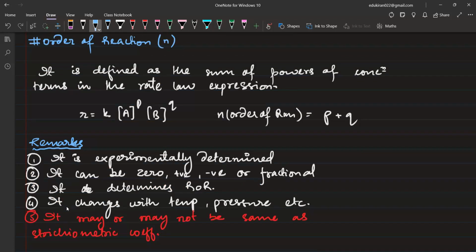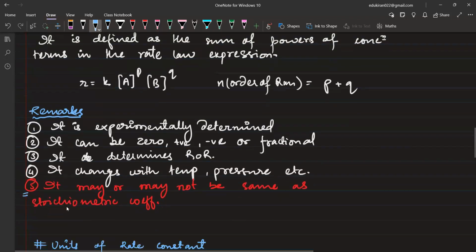Next is, it can be 0, positive or negative, or even fractional. It determines the rate of reaction. If the order is high, then the reaction is generally faster. It changes with temperature, pressure, etc. It may or may not be same as the stoichiometric coefficient. You have seen all of these points previously also, but these remarks are important because they can ask you the difference between order and molecularity. There this is more needed.